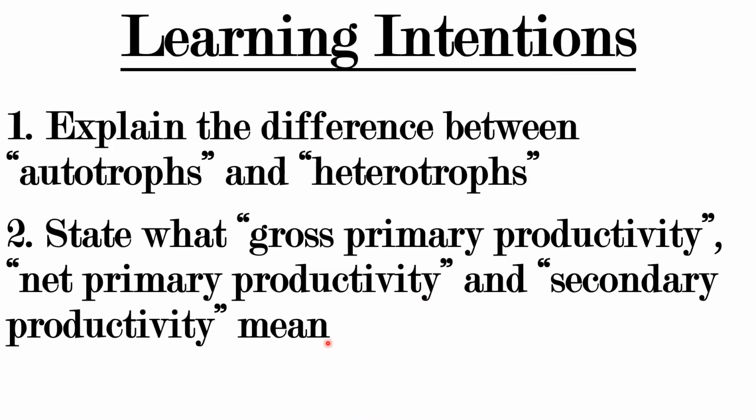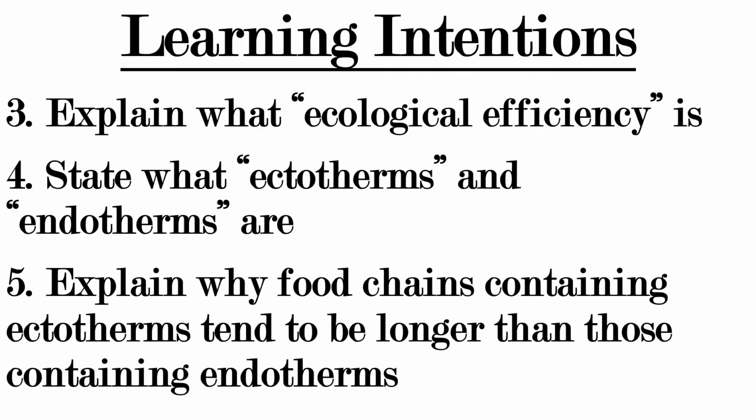For this section, what you want to do is be able to explain the difference between autotrophs and heterotrophs. And then part two, and this is something that people tend to get mixed up, so just be aware of that as we go through it. We've got three terms: gross primary productivity, net primary productivity, and secondary productivity. Also, another new term, explain what ecological efficiency is. Number 4, state what ectotherms and endotherms are, the differences between them. And number 5, explain why food chains containing ectotherms tend to be longer than those containing endotherms.